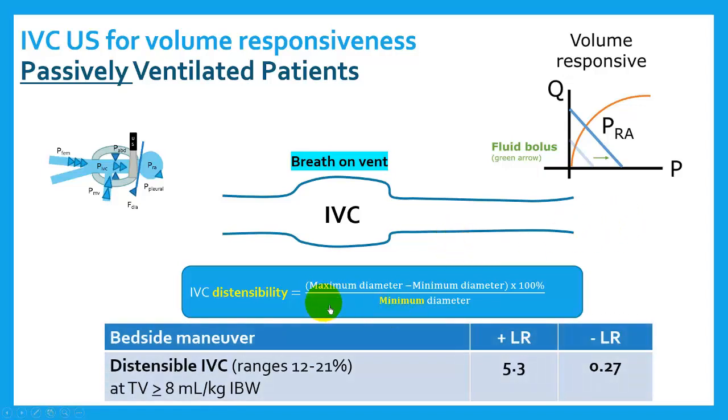So as we can see in passively ventilated patients, who are receiving a tidal volume of 8 mLs per kg ideal body weight, a distensible IVC somewhere in this range of 12 to 21% is going to predict fluid responsiveness quite well. These are really good likelihood ratios for predicting fluid responsiveness. The question I have for all of you is, how often do you have a passively ventilated patient who is getting a tidal volume of greater than 8 mLs per kg?